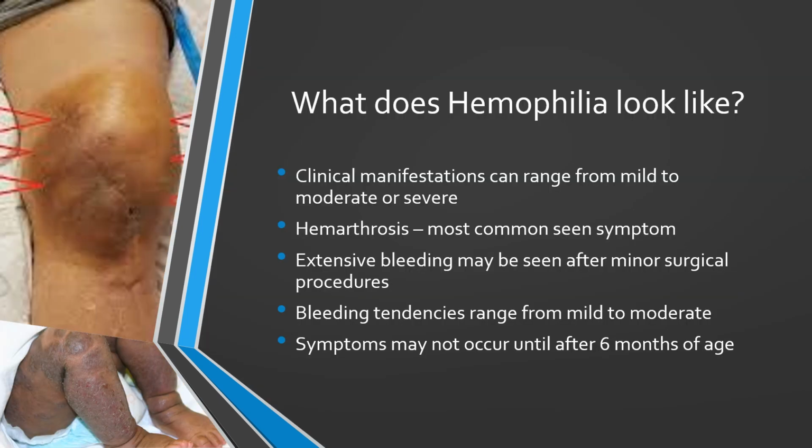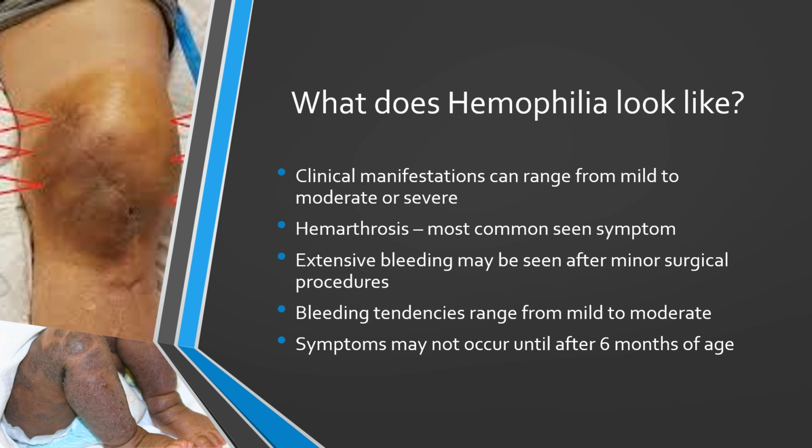So what does hemophilia look like? Clinical manifestations can really range from mild to moderate to severe. Hemarthrosis is the most common symptom, and that is bleeding into the joint spaces, which can really cause disabling joint pain. Extensive bleeding may be seen after minor surgical procedures, so boys that get circumcised, kiddos that have tooth extractions, right? These are minor surgical procedures with extensive bleeding, and that can be the first time that they may see this disease process.